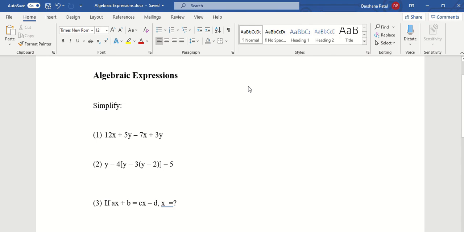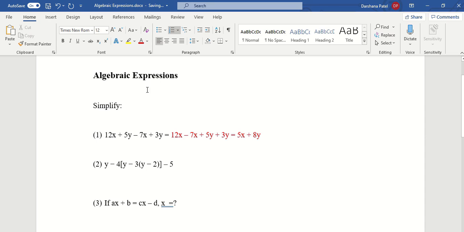Algebraic expressions. Simplify this. So here we are given 12x plus 5y minus 7x plus 3y. So we will collect like terms. Like terms are the ones with the same variables and the same exponents. So 12x and 7x are like terms, and 5y plus 3y are like terms. So 12x minus 7x will give us 5x, and 5y plus 3y will give us 8y.